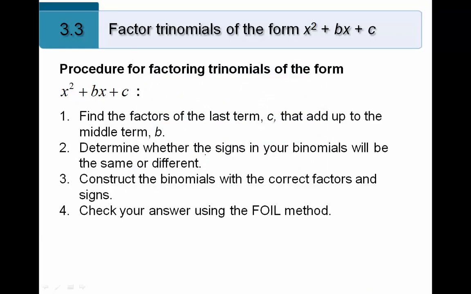But I do want to point out, obviously, the x squared is the first term in the trinomial. The b is the coefficient in front of the middle term. And c is the last term. Okay?